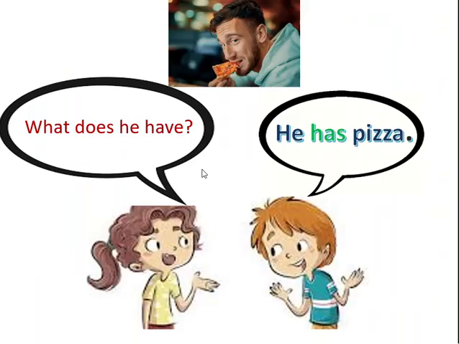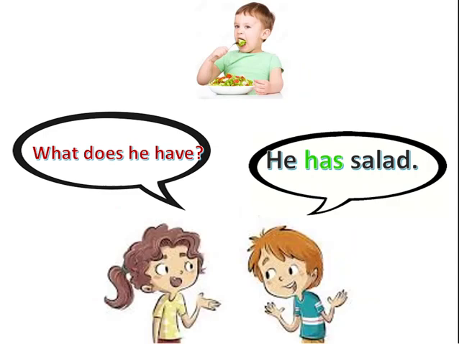Look at this picture. In here, we want to ask question about he and she. So we should use does. What does he have? He has pizza. What does he have? He has salad.